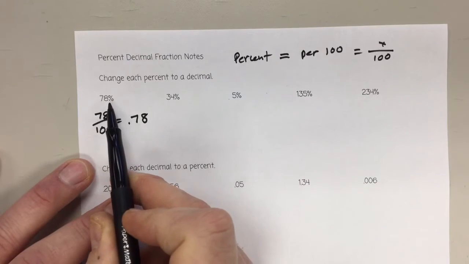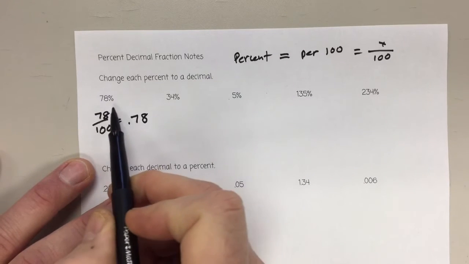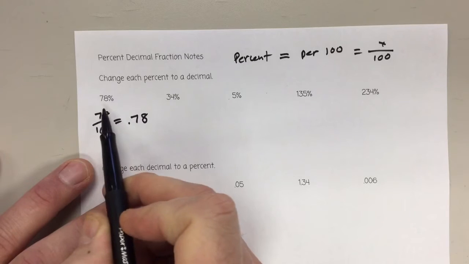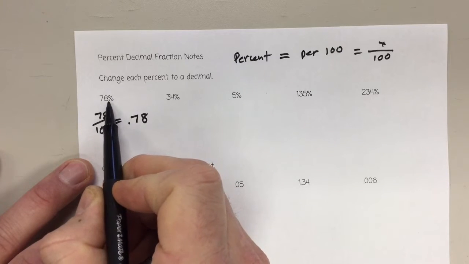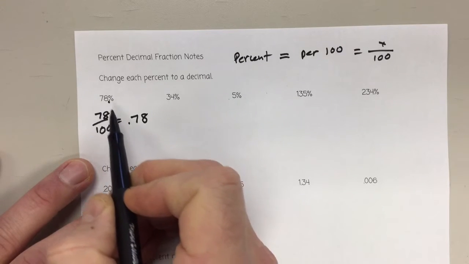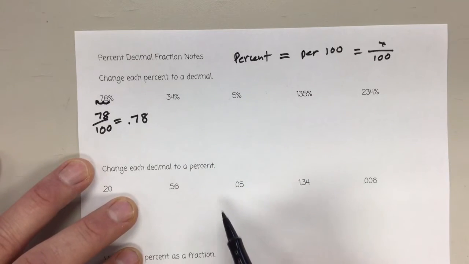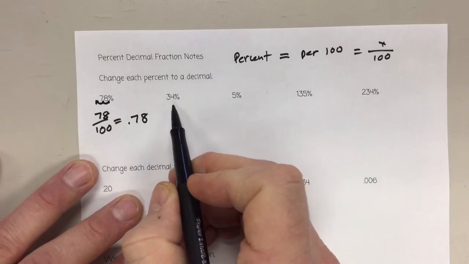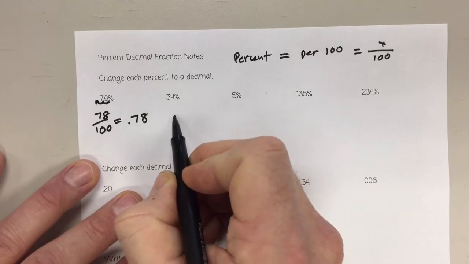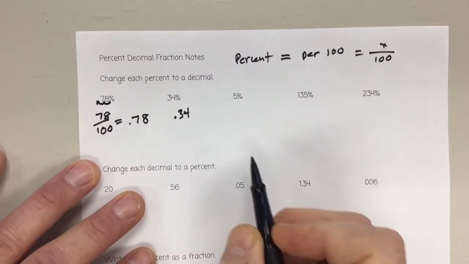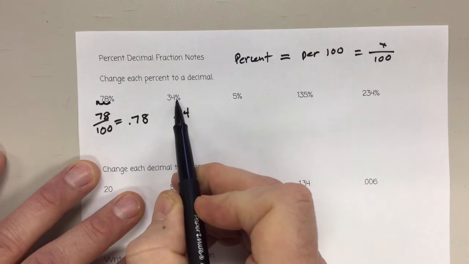All we really have to do to turn a percentage into a decimal is move the decimal place 2 places to the left. So you could imagine a decimal point between the 8 and the percent symbol, and we simply move the decimal 2 places to the left. So we get 0.78. 34% as a decimal would be 0.34. Because again, we move the decimal 2 places to the left.